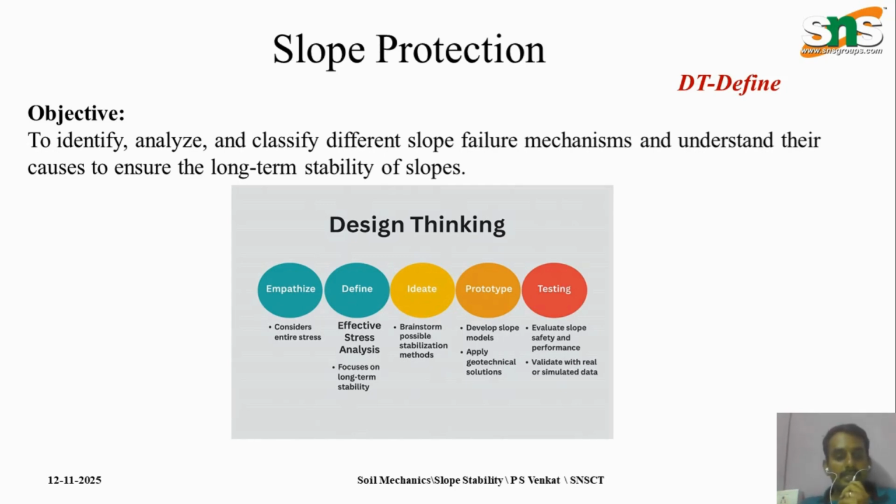The next stage is the define stage. The define stage focuses on creating a clear problem statement. In slope stability, the defined objective is to identify, analyze, and classify failure mechanisms so we can ensure long-term stability of the slope.